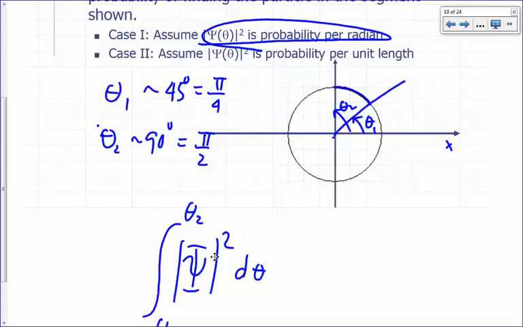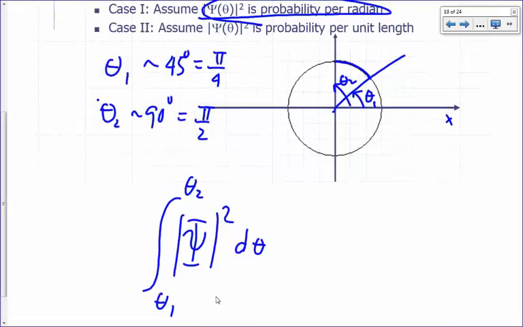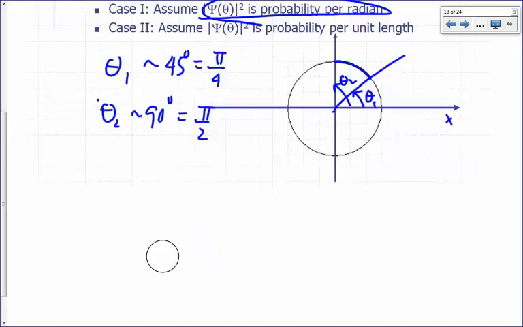By the way, what would happen if you were to integrate this from all right, let's look at the second case. We'll get back to this. I lost my train of thought there. All right. So that's the case. What if it's per unit length? Well, how is length on the circle?